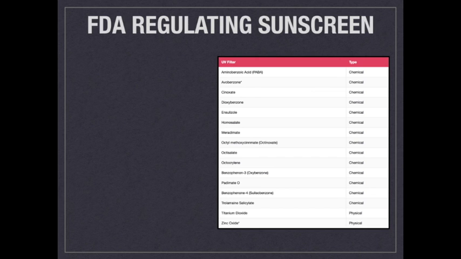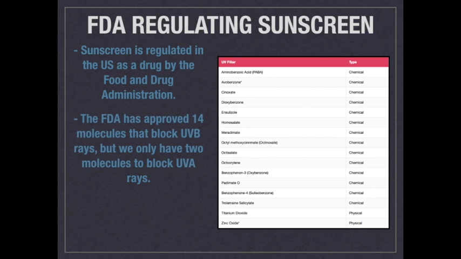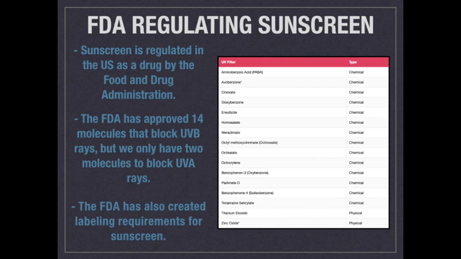FDA regulating sunscreen. Sunscreen is regulated in the United States as a drug by the FDA. The FDA has approved 14 molecules that block UVB rays, but only 2 molecules to block UVA. The FDA has also created labeling requirements for sunscreen.